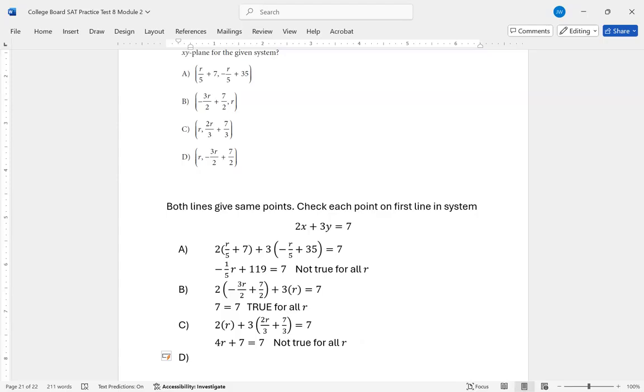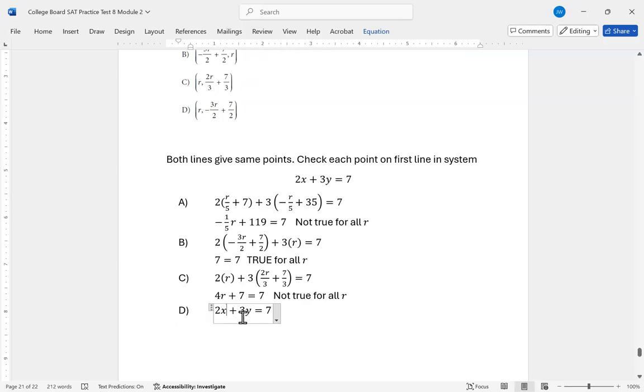In a similar way, D is not going to work, but let's go through all the steps. 2x plus 3y equals 7. Replace the x with the r, again in this case, and replace the y with negative 3r over 2 plus 7 halves.